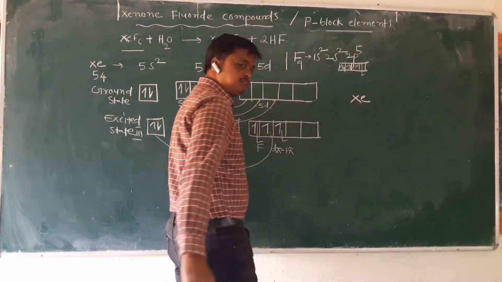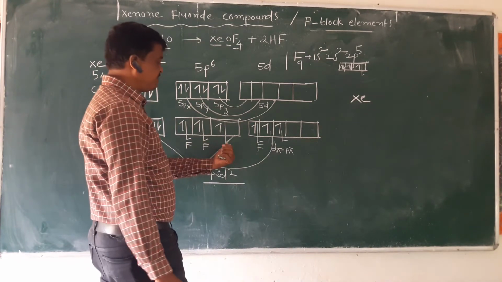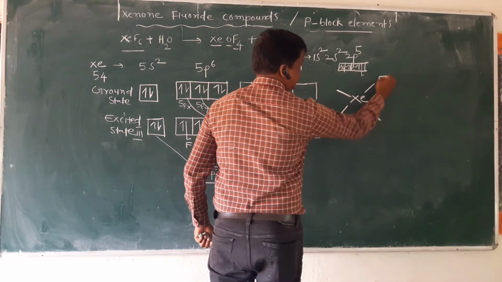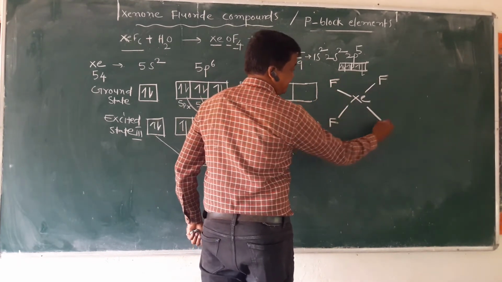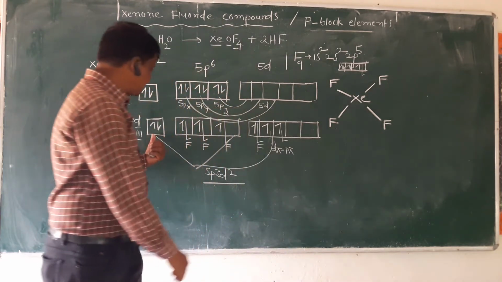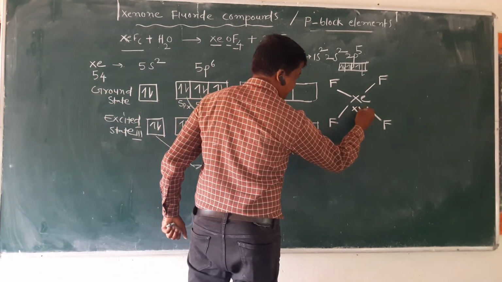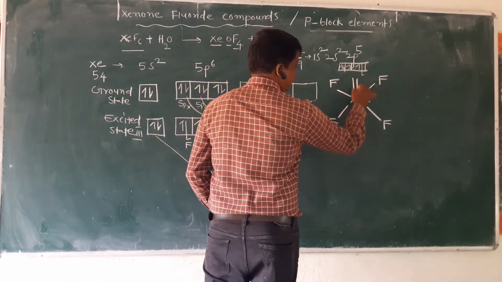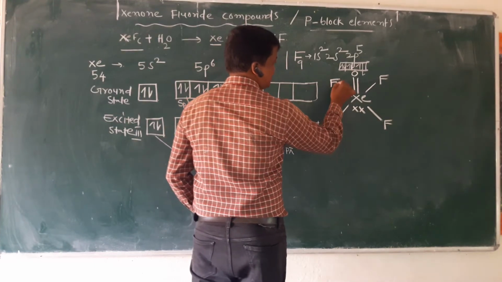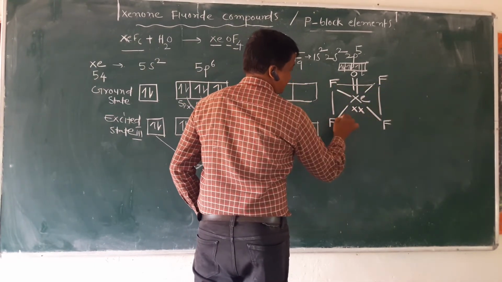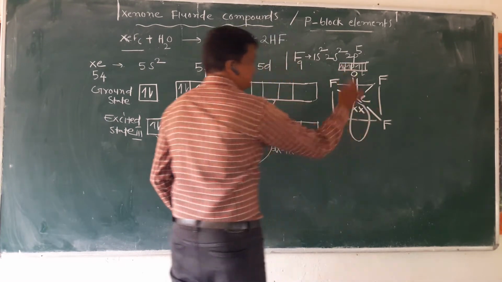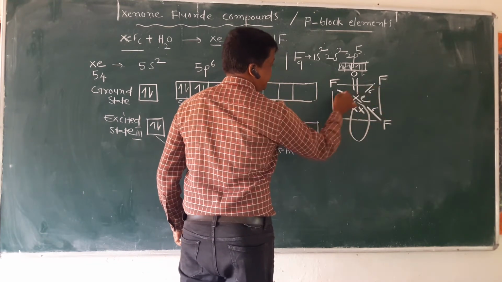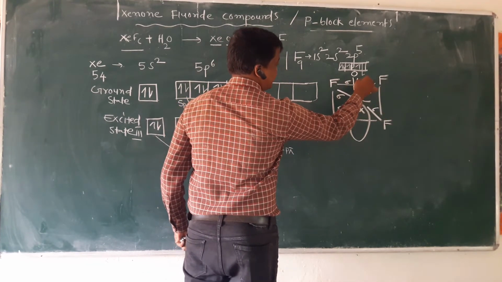Xenon is the central atom and here are 1, 2, 3, 4 fluorine atoms. One is unpaired, one is a lone pair of electrons, which I am writing below the plane. And here one double bond with oxygen. So this is the xenon oxytetrafluoride structure, my dear student. How many sigma bonds? 1, 2, 3, 4, 5. This is the 5.